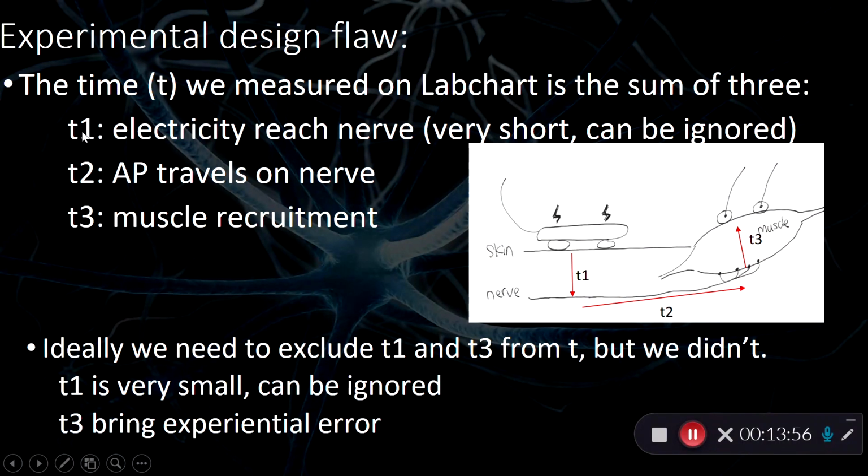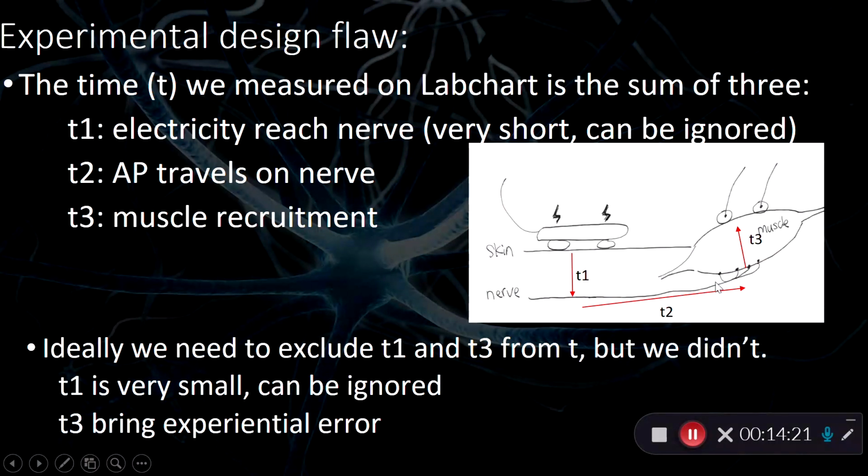First one, T1, is the time for the electricity to reach the nerve cord, because there is skin, there is muscle for the electricity to penetrate, to go to the nerve cord, right? But this time is very short. The electricity travels very fast in tissues, right? So we can ignore that. T2 is the action potential traveling along this median nerve.